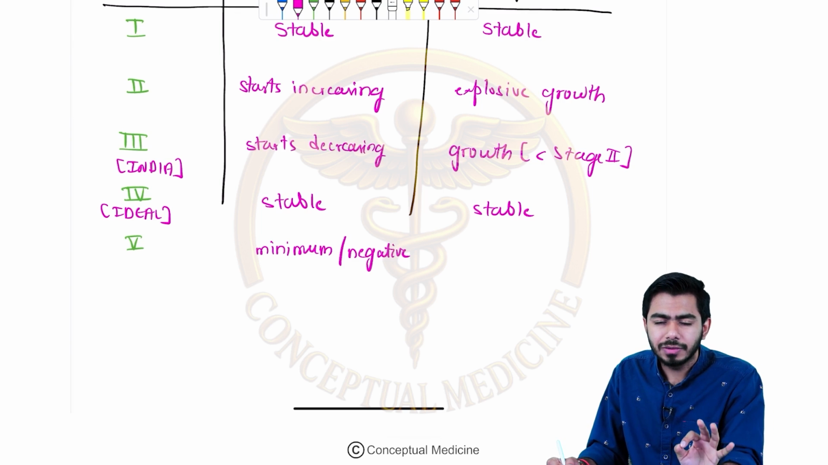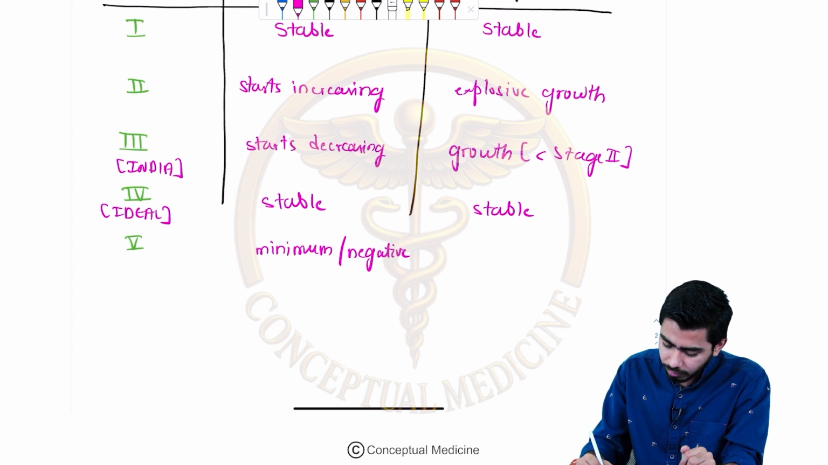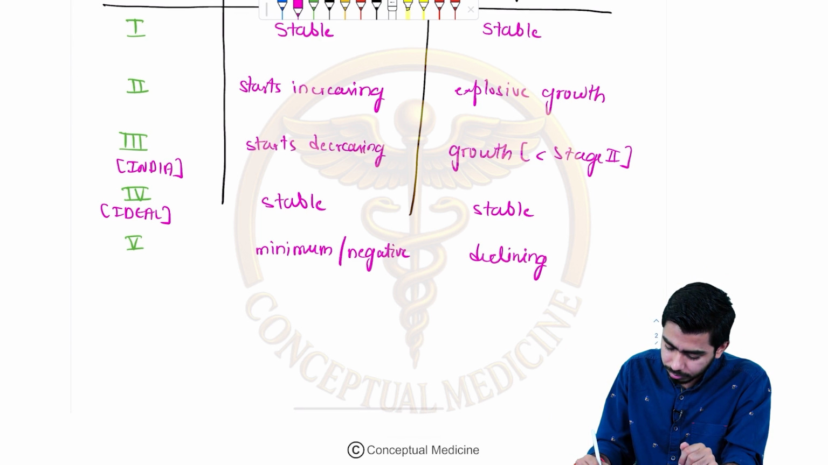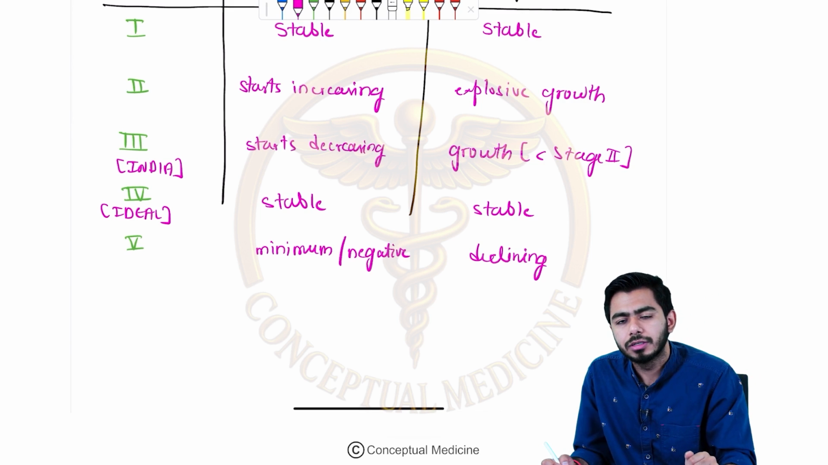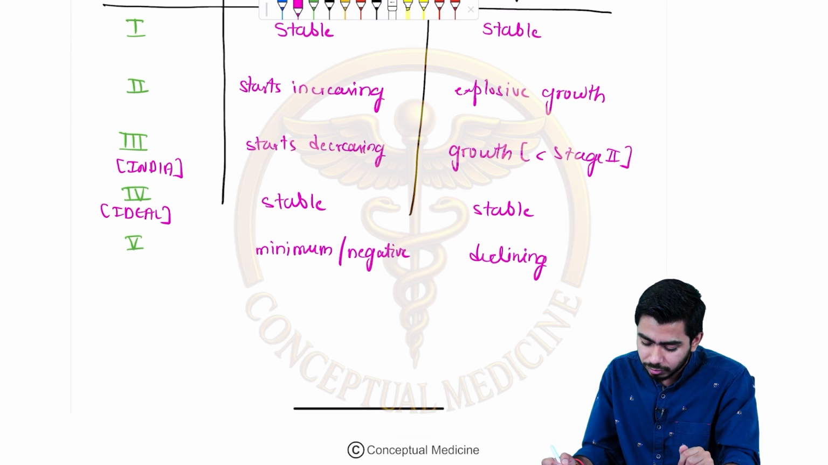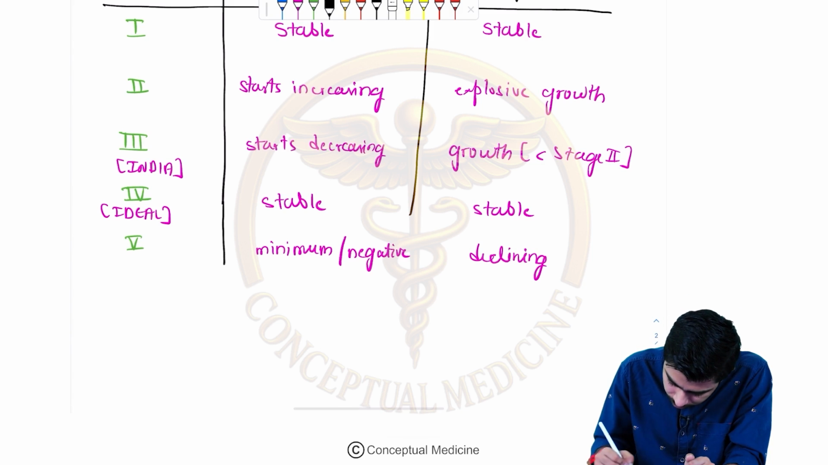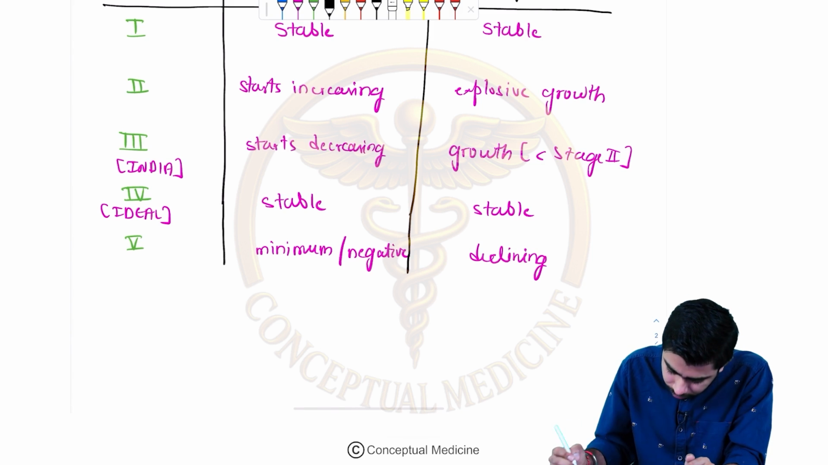Sorry, in stage 5, what I told you was that the birth rate was declining and the death rate was stable. So due to that, birth rate will be reducing and death rate will be more in stage 5. So a declining population will be seen in this particular stage.